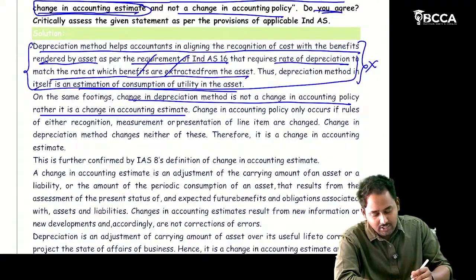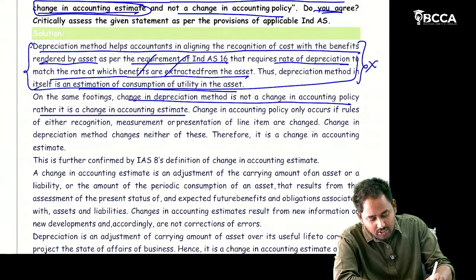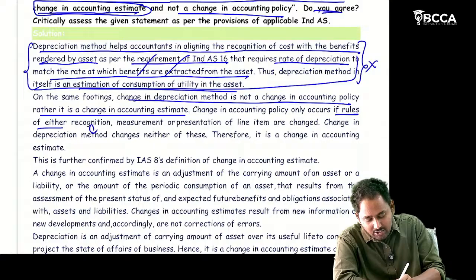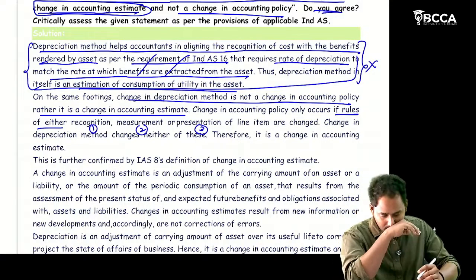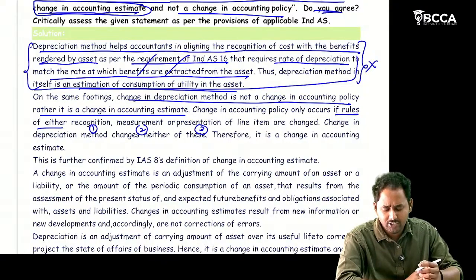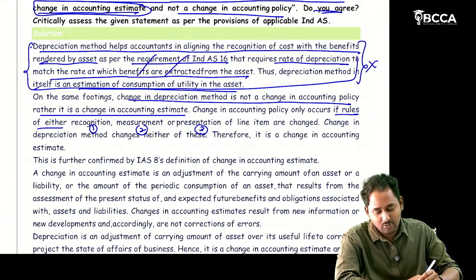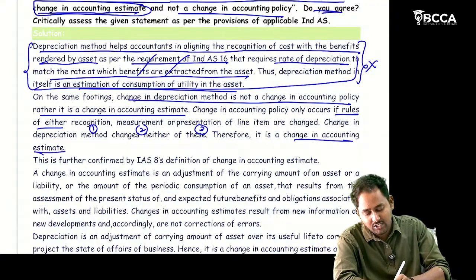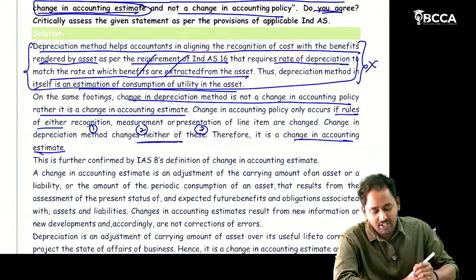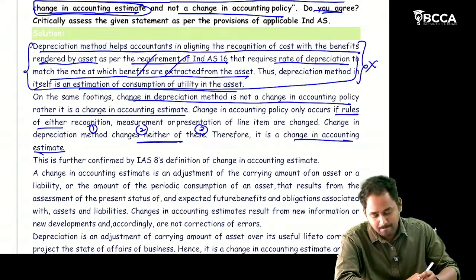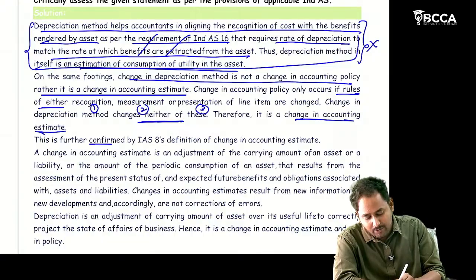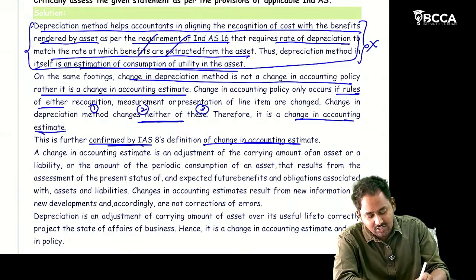Change in accounting policy only occurs if the rules of either recognition, measurement or presentation of a line item are changed. Here, no recognition elements are changed, no measurement rules are changed, no presentation rules are changed. That's why this is not a change in accounting policy, this is a change in accounting estimate. So change in depreciation method is a change in none of these. Then it is further confirmed by Ind AS 8, the definition of the change in accounting estimate.